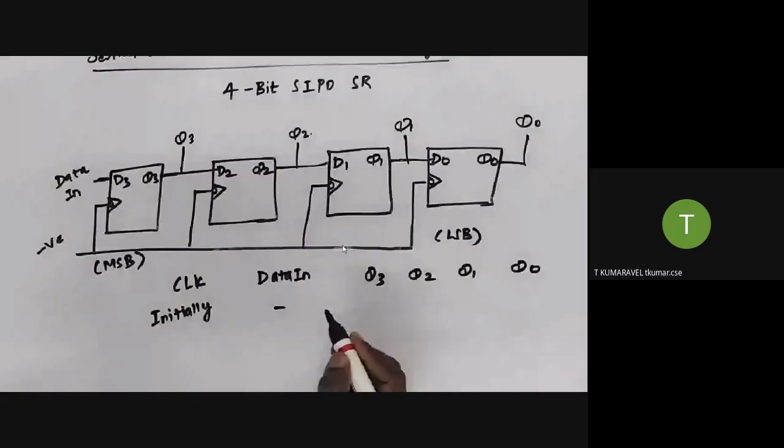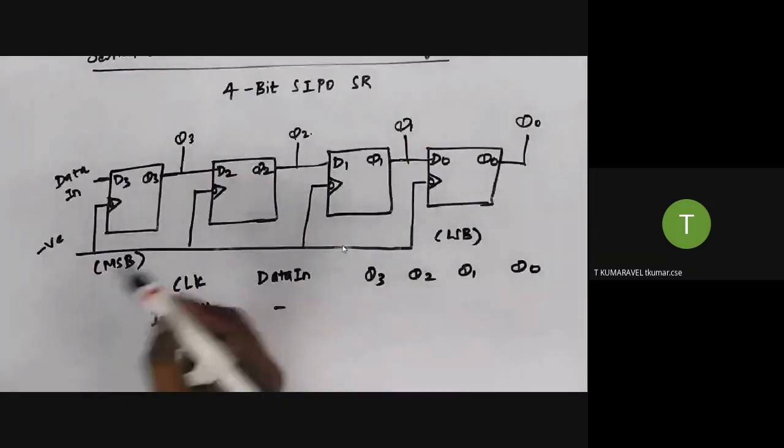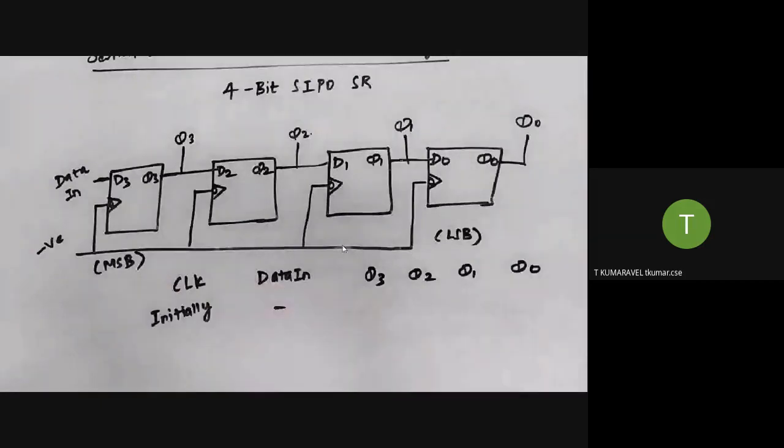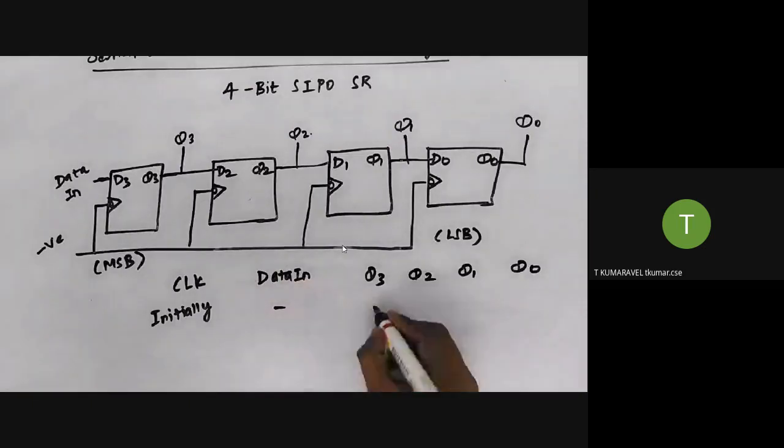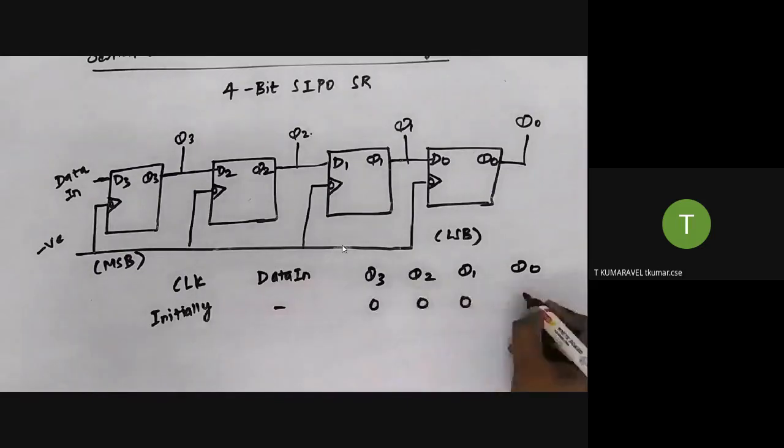So what is the status of the flip-flops? Already I said each flip-flop has a reset pin. Before initiating the transaction, it is going to reset the values. What does resetting the value mean? Whatever the previous value is, it is going to make it zero. Zero, zero, zero, zero.